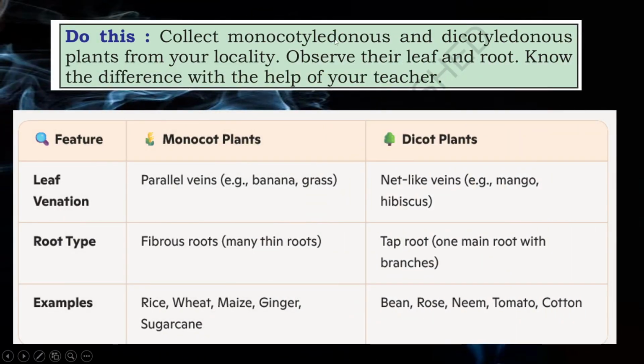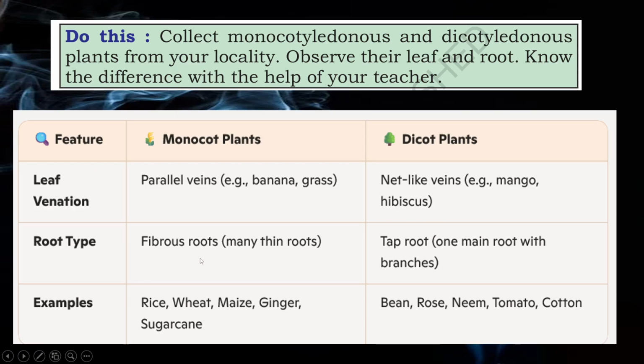Do this. Select monocotyledonous and dicotyledonous plants from your locality. Observe their leaf and root. Know the difference with the help of your teacher. Leaf venation. Monocot plants: parallel veins, like banana, grass. Dicot plants: net-like veins, mango or hibiscus.